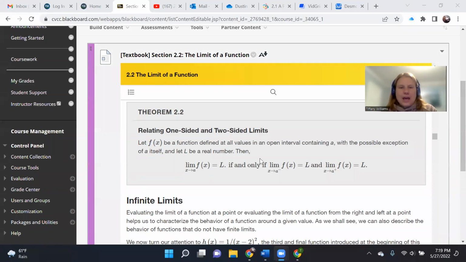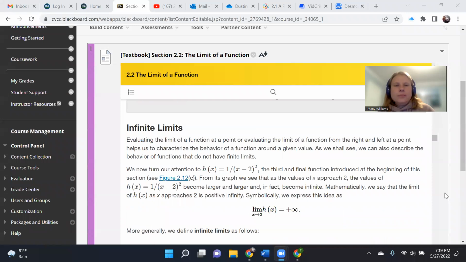All right, guys, let's look at infinite limits. So evaluating the limit of a function at a point, or evaluating the limit of a function from the right and left of a point, helps us characterize the behavior of a function around a given value. We've seen this. We can also describe the behavior of functions that do not have finite limits.